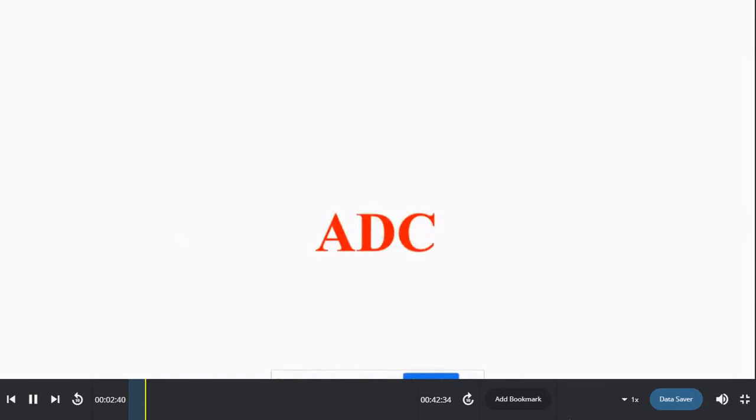Now today I'm going to discuss about ADC. All of you know what ADC is. ADC is analog to digital converter. This will convert analog signals into digital signals. Why is ADC required? The question is why ADC is required.